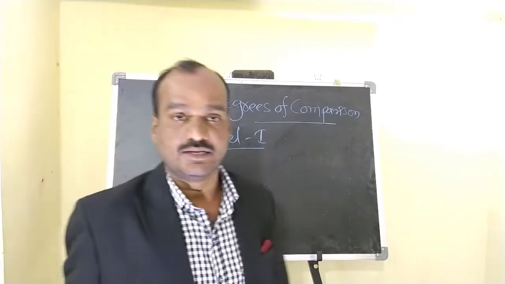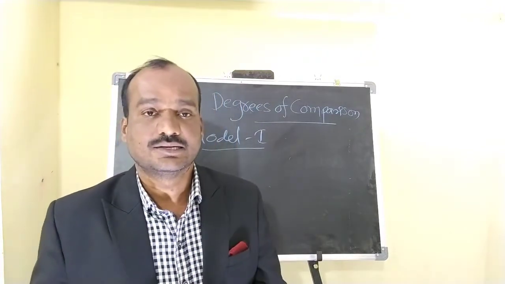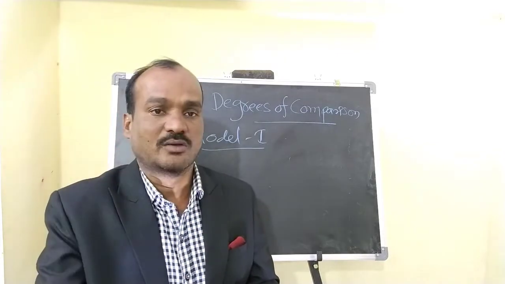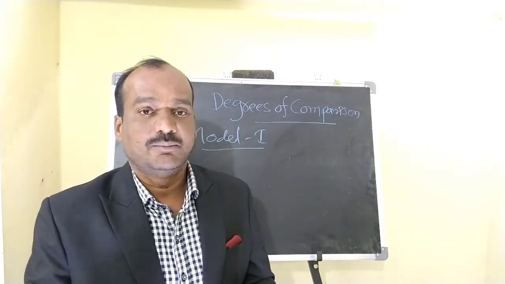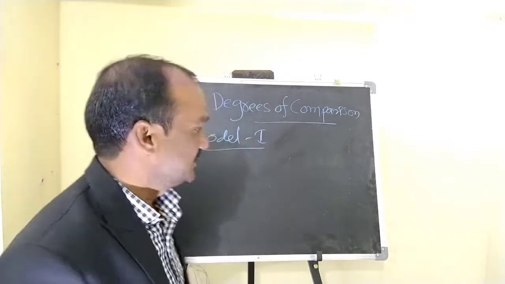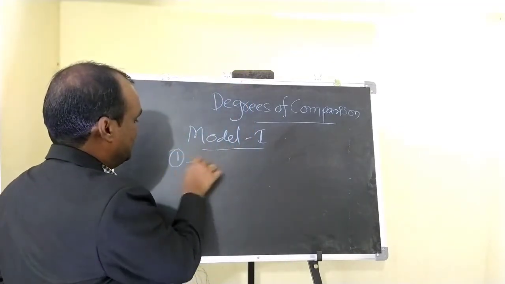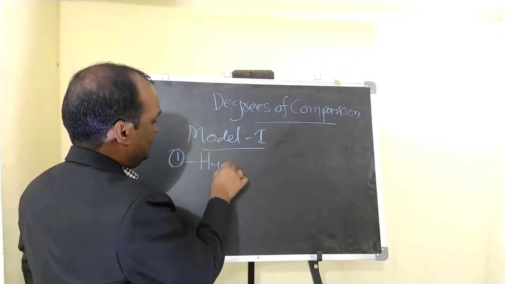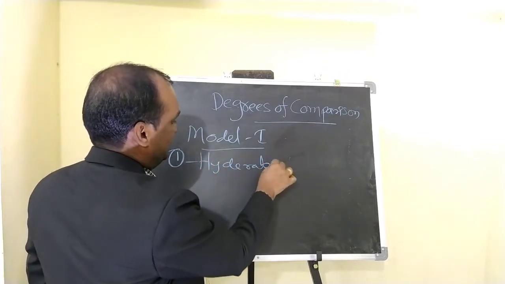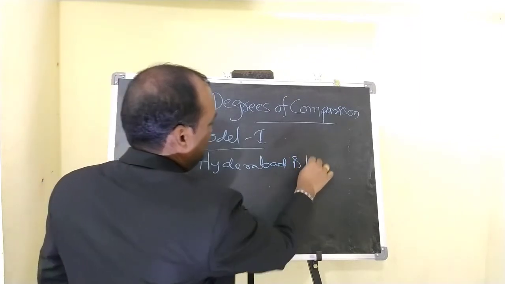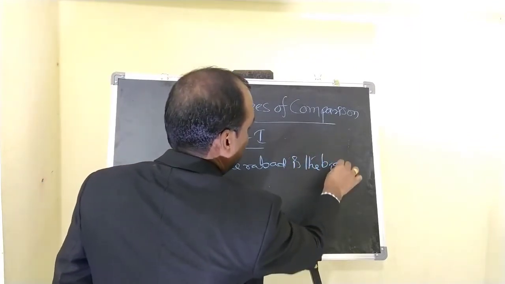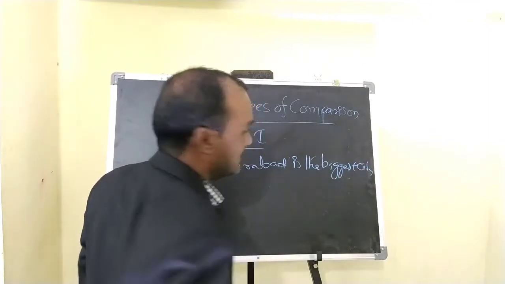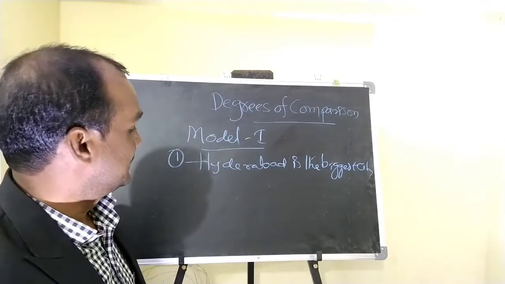What is model 1? I'll write a sentence, and after that I'll let you know how in model 1 one type of degree can be changed into another type. I'll write one example over here. Take a sentence: Hyderabad is the biggest city. Hyderabad is the biggest city.